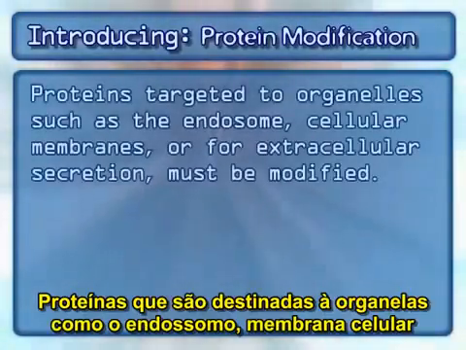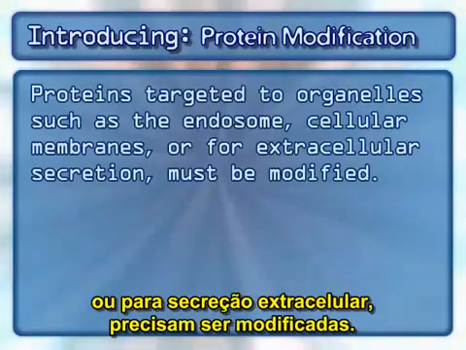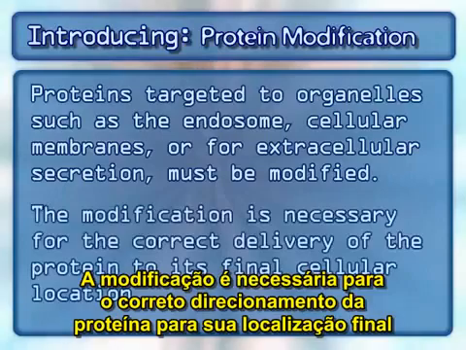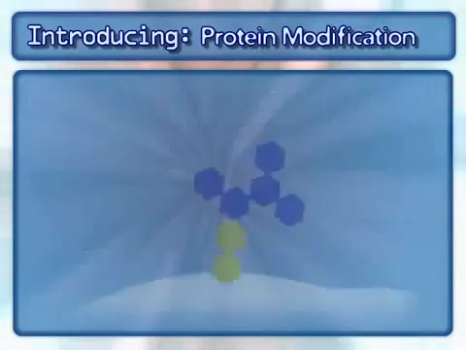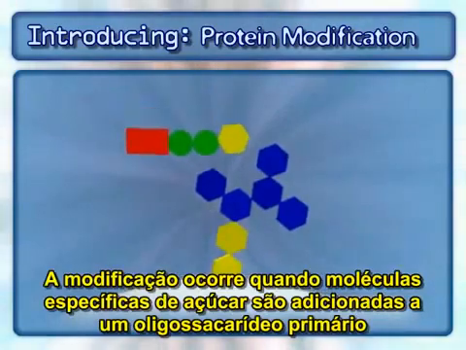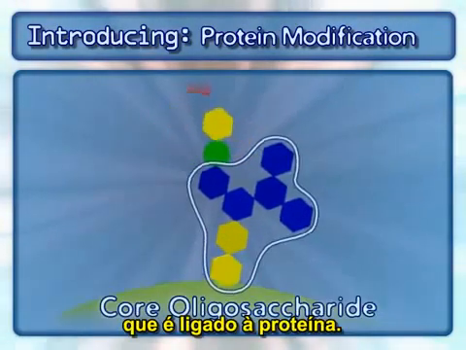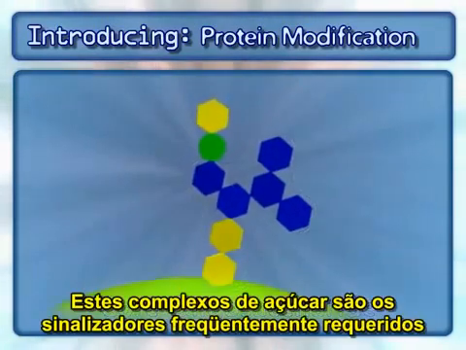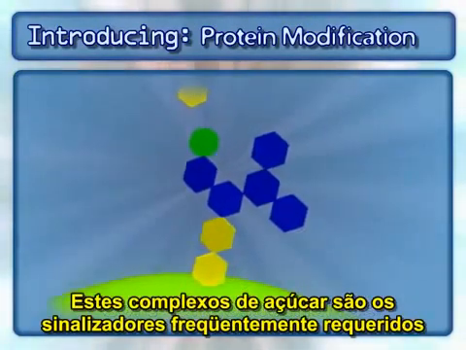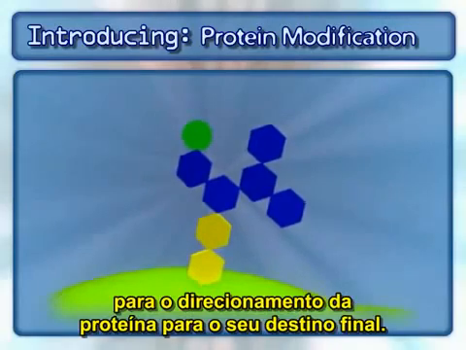Proteins targeted to organelles, such as the endosome, cellular membranes, or for extracellular secretion, must be modified. The modification is necessary for the correct delivery of the protein to its final cellular location. The modification occurs when specific sugar molecules are added to a core oligosaccharide that is attached to the protein. These sugar complexes are the signal often required to direct the protein to its final destination.